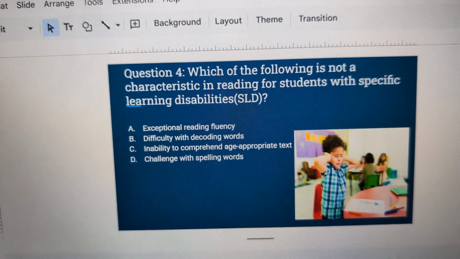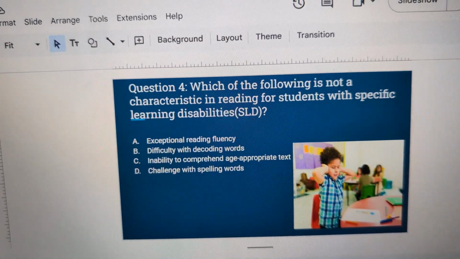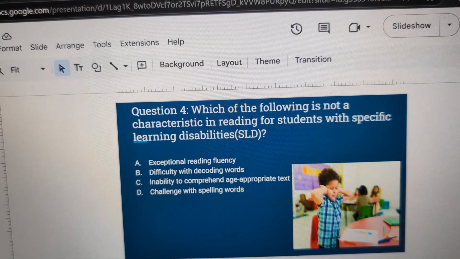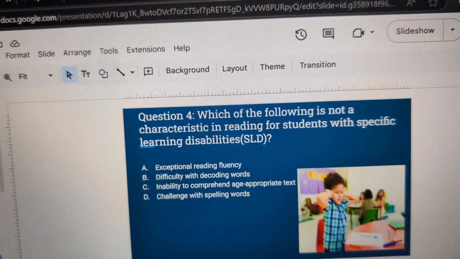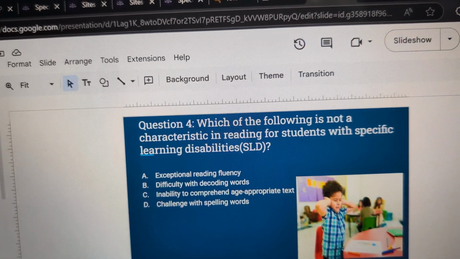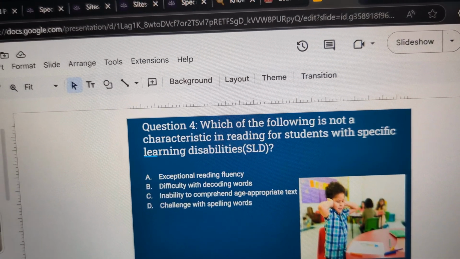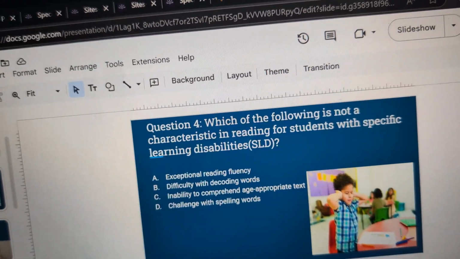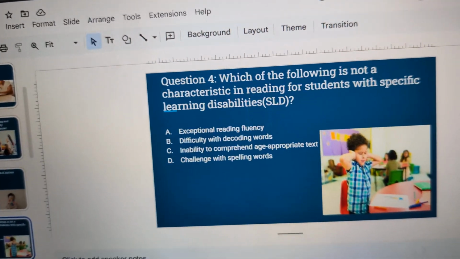Even though some students struggle with reading fluency, some may have other areas of strength. While reading fluency is a common problem, some students with SLD might have other areas of weakness, such as spelling, writing, and math.